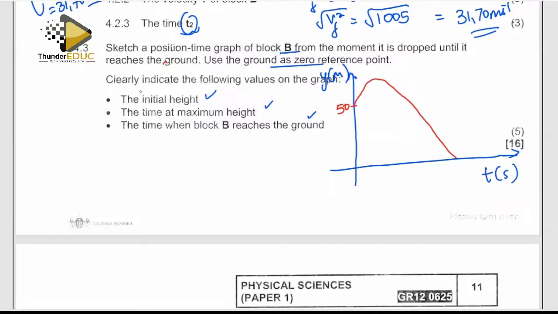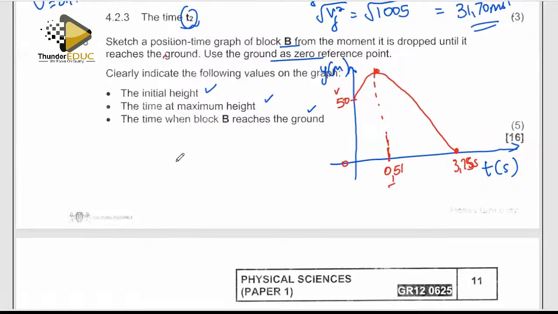So the time when it reaches the ground here, the t we are saying is 3,75 seconds. Okay, that's the position 0. Then when it reaches the maximum, that's our t1, which is 0,51. So basically, that's what the question wanted. So the 50, the maximum, and all of that. They say the time. They don't want the maximum height, just the time. Okay, so that is 4.3.